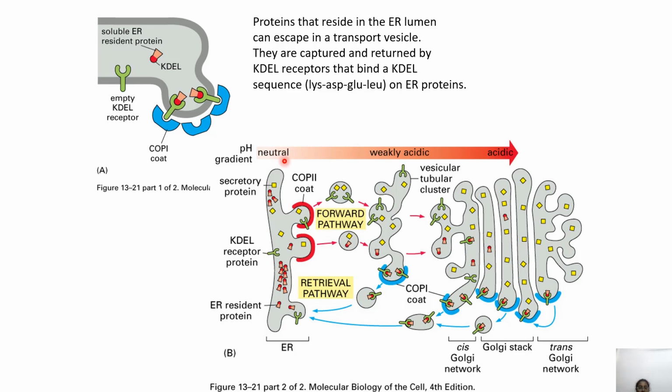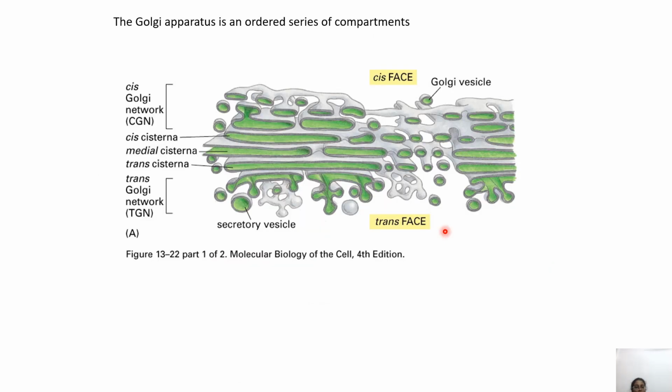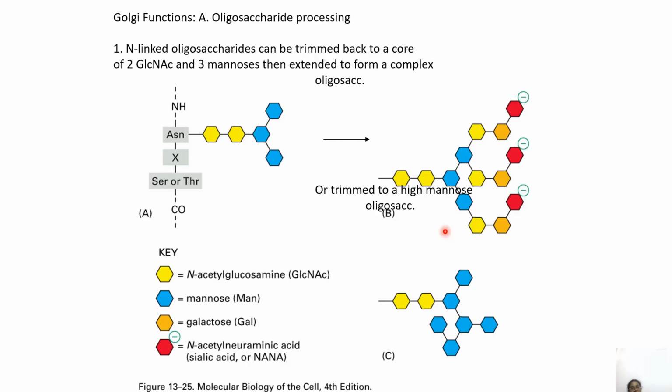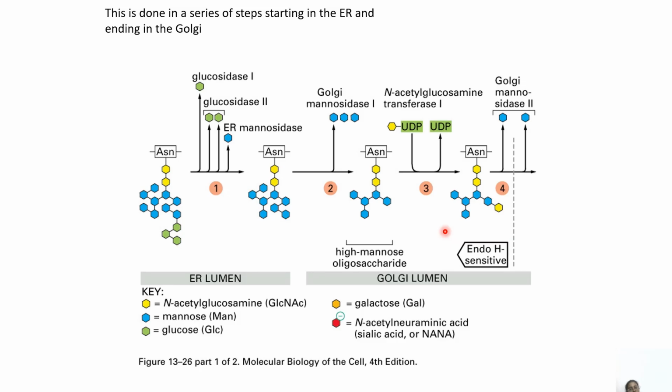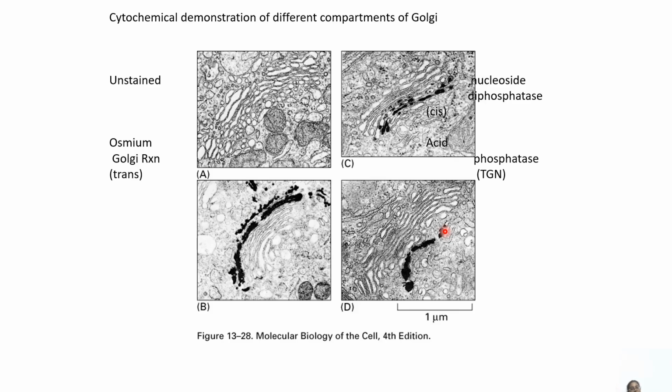If you can see over here, this is the retrieval pathway, this is the forward pathway. The Golgi apparatus is also an ordered series of compartments. We have the cis phase and the trans phase. We don't need to go into much detail about all of this.